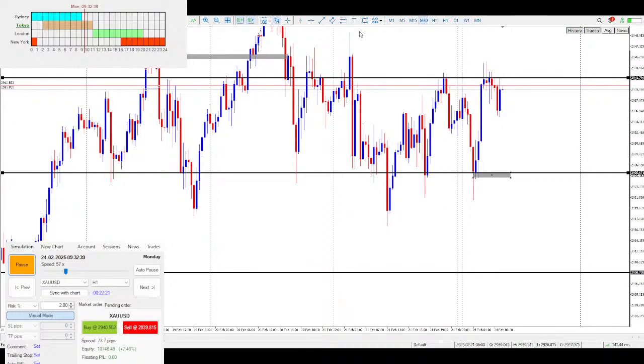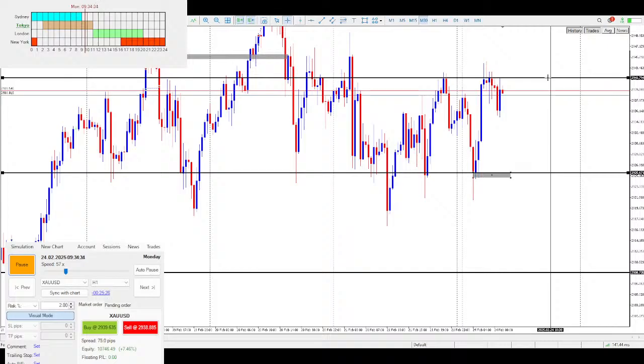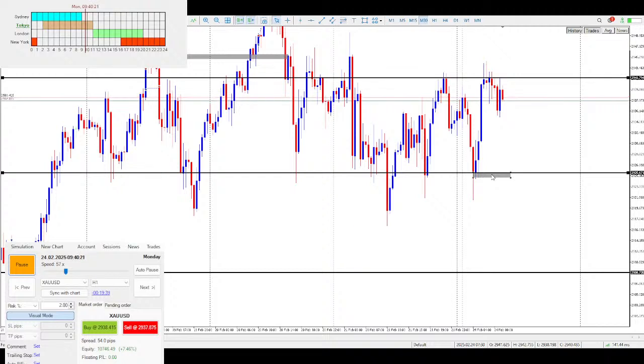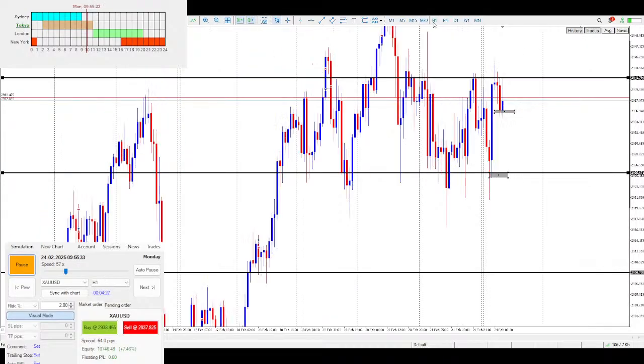Since price is almost near the resistance, how many pips? Almost 20. I can't take a trade near resistance. I'm going to wait for a setup to form. You can see a support has been formed. Let's see on the 1 hour what price is doing.